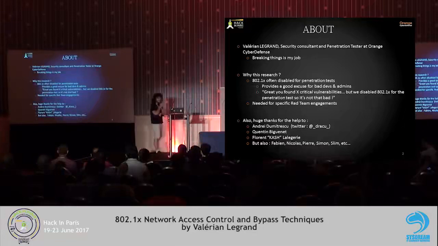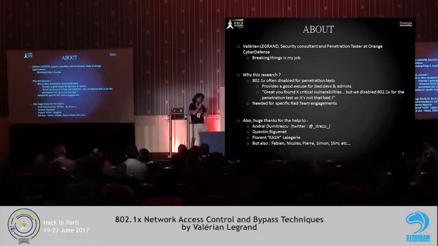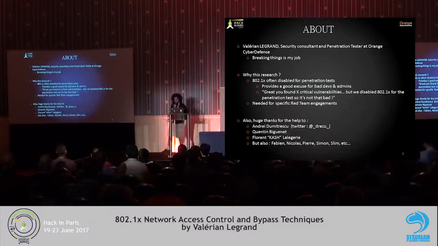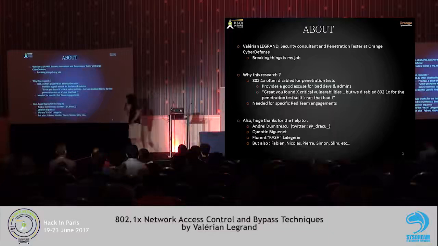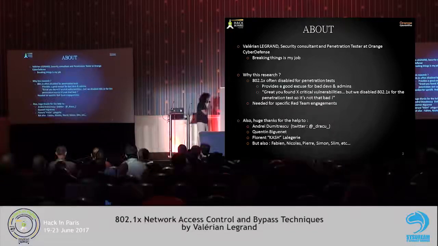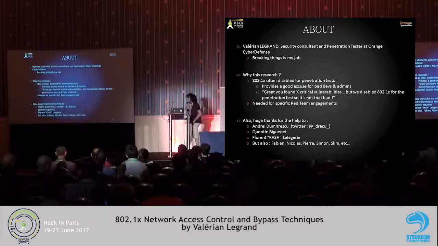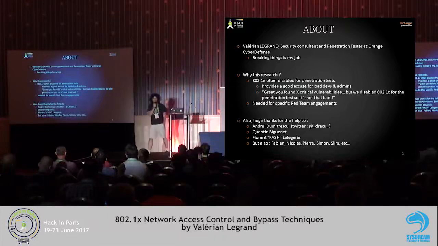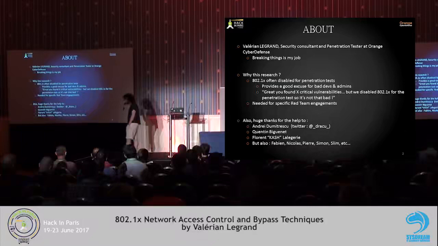When we do penetration tests, we often ask the customers, also known as targets, to disable .1x protection so that we can be more efficient and to save time. And as time is money, especially for the customers, it's usually a good thing. But the problem is that this provides a good excuse for bad developers and admins to not see the facts in the report. For example, "Yeah, I know you found like 10 critical vulnerabilities on our systems and network, but we disable 802.1x for you, so it must not be that bad."